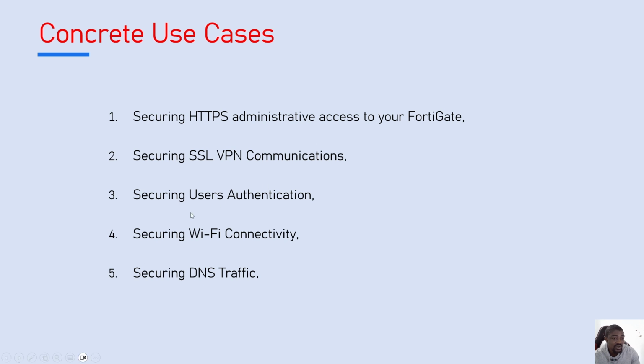Also use it for securing user authentication. So you secure users who are directly connecting to your FortiGate, or users who are connecting to your network going through your FortiGate device. You can also use a Let's Encrypt certificate to secure Wi-Fi connectivity. So if you're using a FortiAP access point, you will be able to use Let's Encrypt for securing that type of communication. Same with DNS traffic.